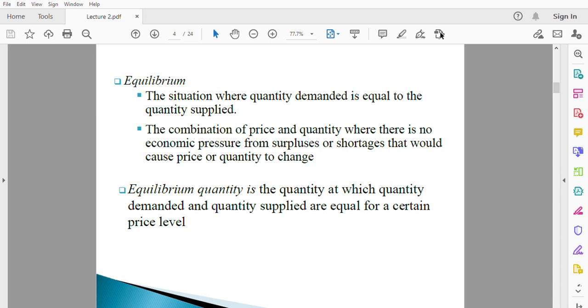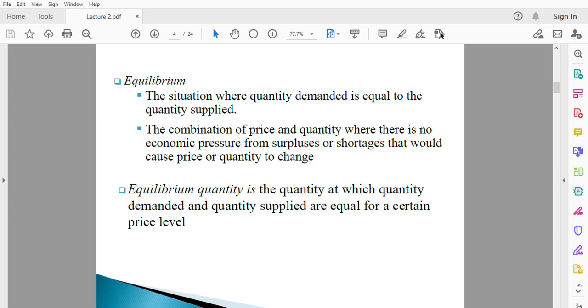Equilibrium is a market situation where quantity demanded is equal to quantity supplied. It can also be looked at as the combination of price and quantity where there is no economic pressure from surpluses or shortages that would cause price or quantity to change. So at equilibrium there is no surplus, there is no shortage, and there isn't economic pressure to cause shortage or surplus. At equilibrium there is a fixed price and a fixed quantity.